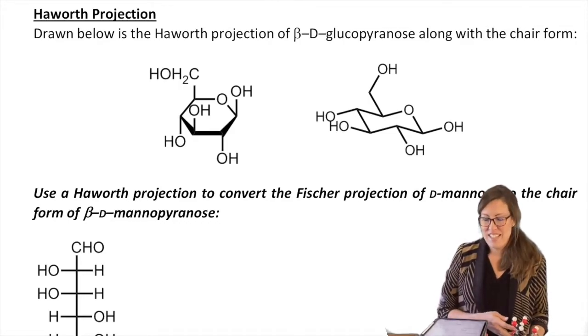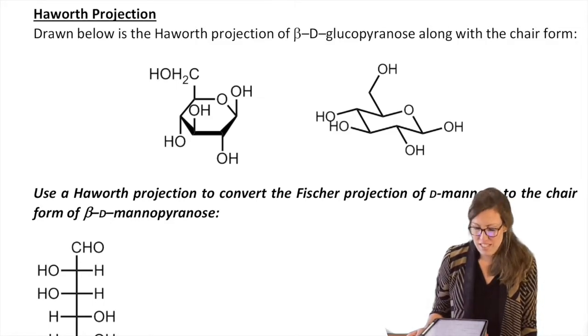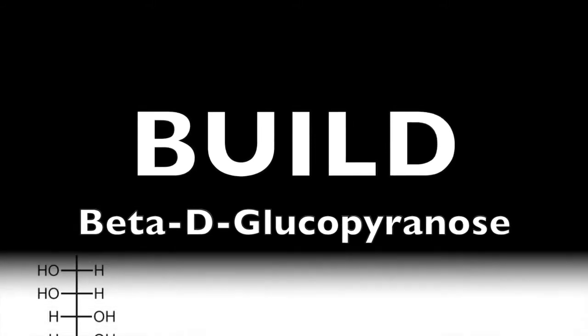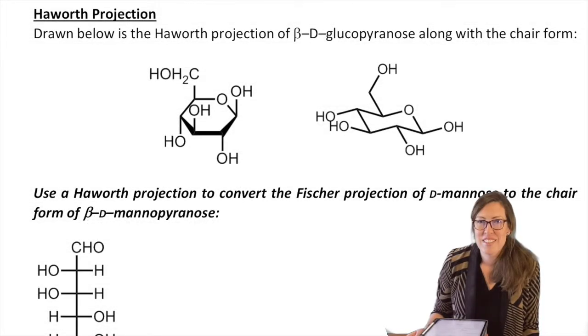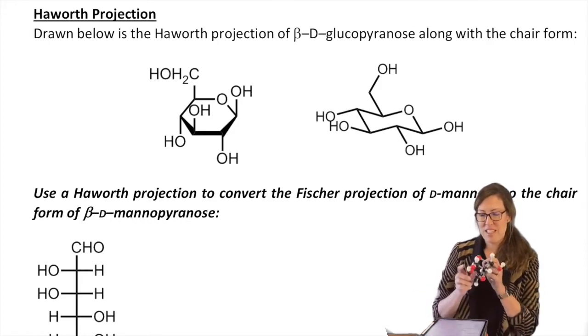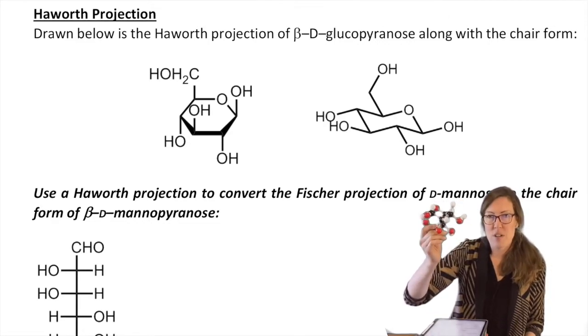Okay, guess what? More models. Build beta-D-glucopyranose. Run. Did you build it? Should look like that. Now, I know that's hard to see from far away, that's why you want your own.